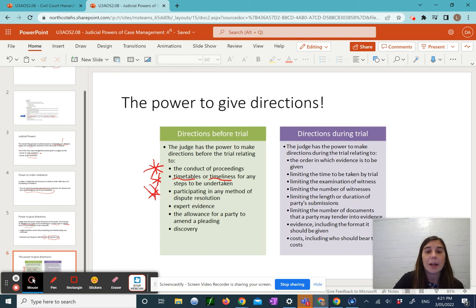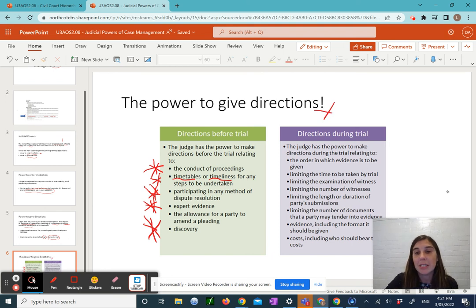It might be around ordering expert evidence. Okay, so maybe someone has been injured in a negligence claim and we need to have evidence around what the injury is. And the last one is to order the power of discovery. Okay, so that requires the judge to actually look at the parties exchanging documents and allowing them to actually look through those documents. During the trial, the judge has another set of directions that they can give.